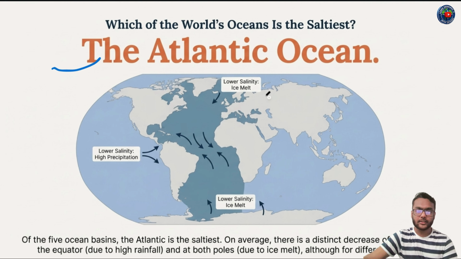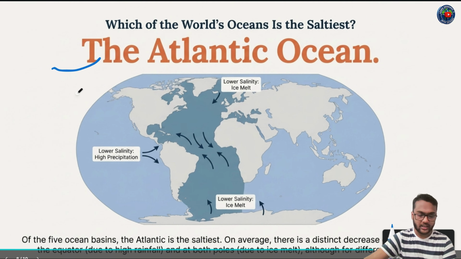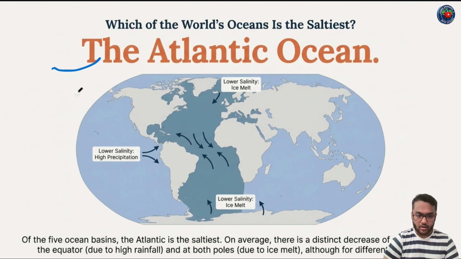The Atlantic Ocean: lower salinity from ice melt and high precipitation. Of the 5 ocean basins, the Atlantic is the saltiest. On average, there is a distinct decrease of salinity near the equator due to high rainfall, and at both poles due to ice melt, although for different reasons.